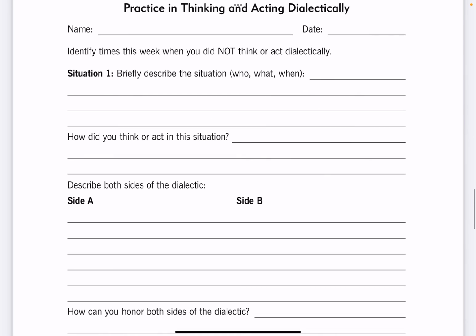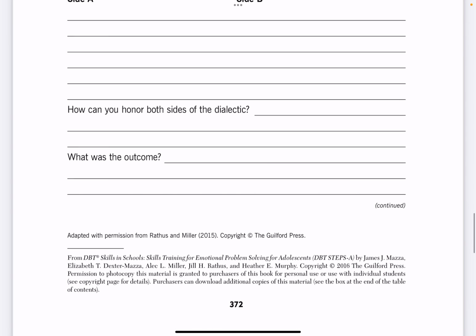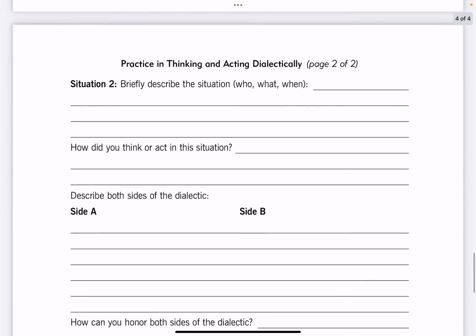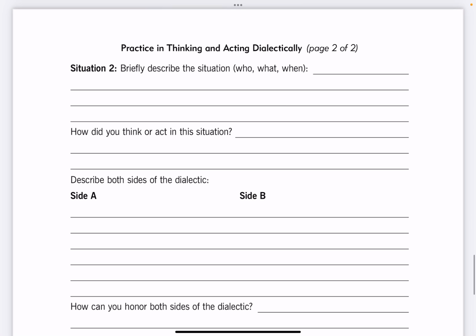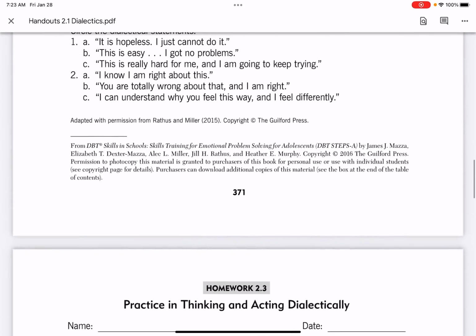And then when you come up with that situation, you'll just kind of process it here. You'll write down side A, side B, and then how you can honor both sides of the dialectic. And then what the outcome was and what it could be. And then if we have time, we'll do it for a second section. We may end up doing that tomorrow. But work here on this first one.